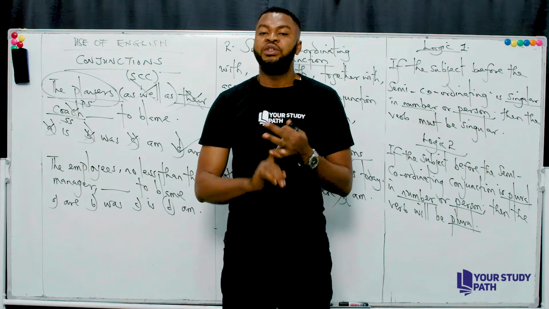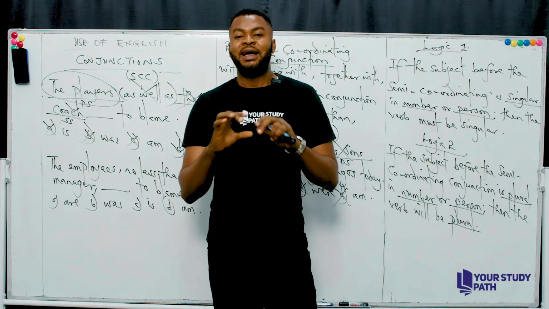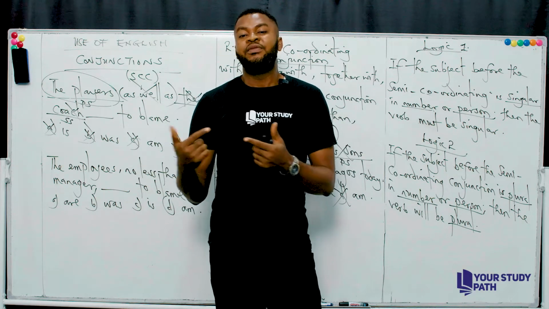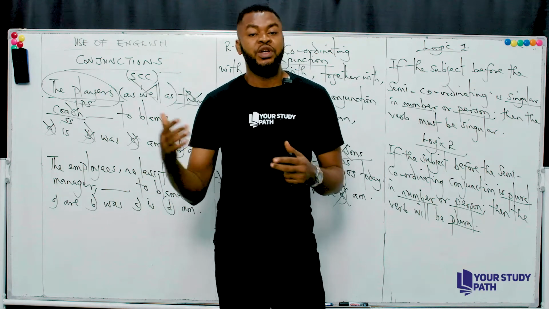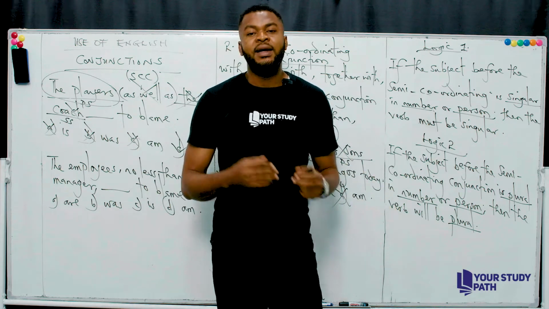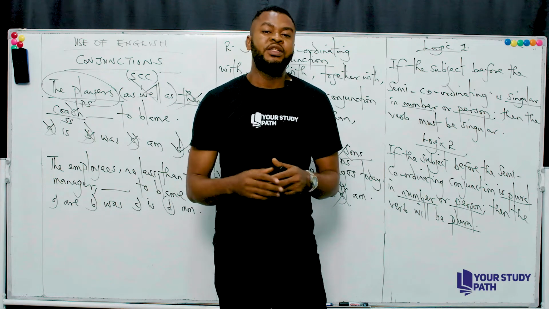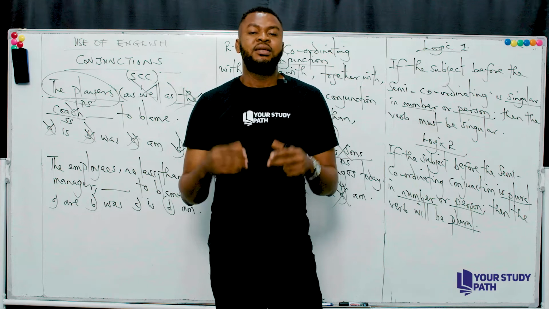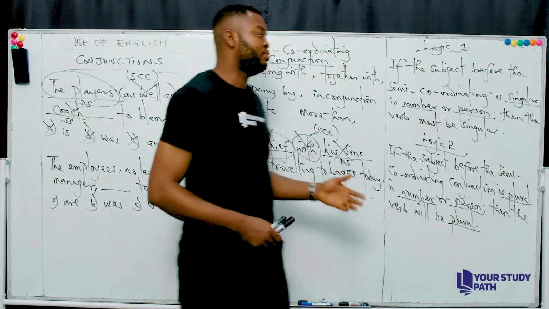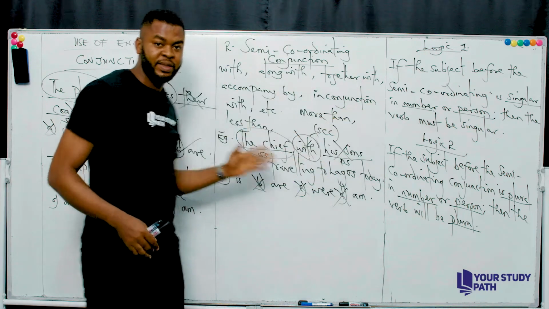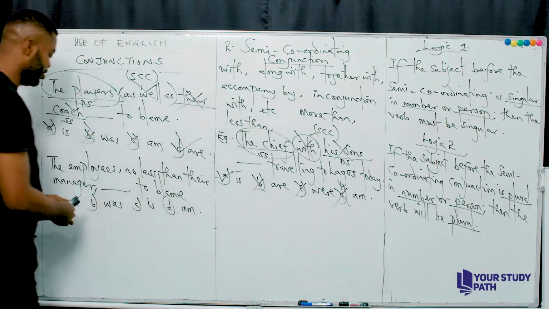Remember, I've explained coordinating conjunction, which I defined as a type of conjunction that joins units of equal ranks or grammatical status. Then I proceeded to the second part, which is known as the semi-coordinating conjunction, which has this particular rule I just stated. Okay, and I've given you a drill.